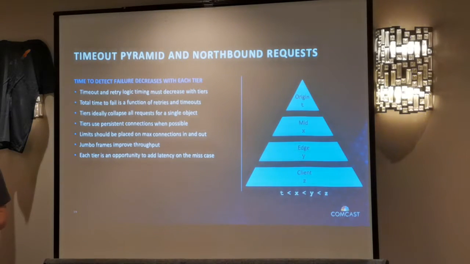So the timeout pyramid, this is something that we learned over some experience with some finicky clients and finicky origins. And so the problem is, if you don't look at all of your settings and consider your client settings and your origin settings and all of the settings between, and they're out of alignment and they're not shaped like a pyramid, you can have weird things like the mid-tier makes a request to the origin. Mid-tier sets the timeout after 2 seconds and it has a retry in there. So that means after 4 seconds, it's bailing.